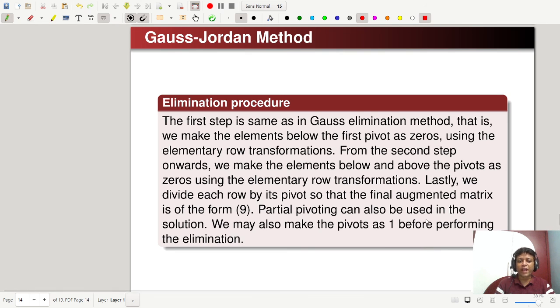Partial pivoting can also be used in the solution. We may also make the pivot 1 before performing the elimination. Okay, so this is how you can do it with the Gauss-Jordan method.